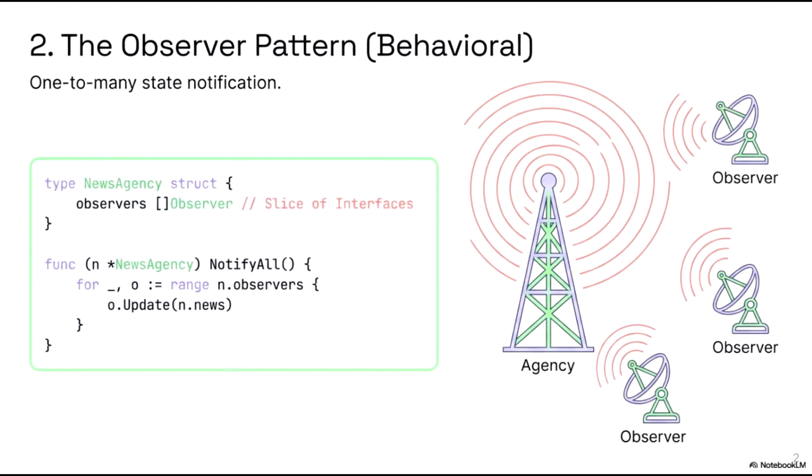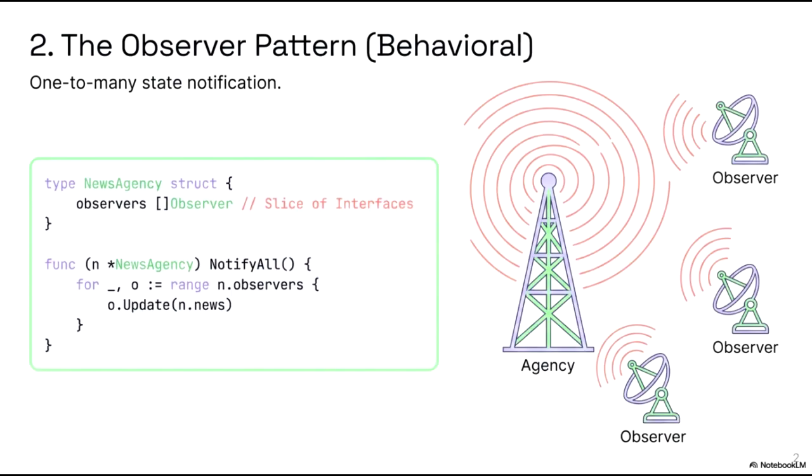The observer pattern is a behavioral design pattern that facilitates a one-to-many state notification system. This pattern is essential when you have a single object, often called the subject or publisher, that needs to automatically notify several other objects, known as observers or subscribers, whenever its state changes. Looking at our implementation in Go, we define a news agency struct. This struct maintains a slice of observer interfaces. By using an interface rather than a concrete type, the news agency remains decoupled. It doesn't need to know the specific details of its observers, only that they implement an update method.